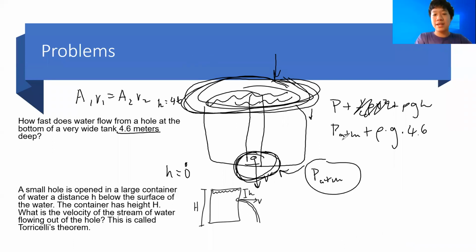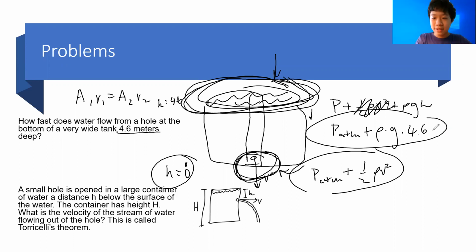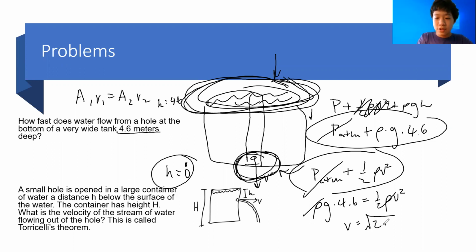So the only pressure is PATM. So now let's add that to 1/2 rho v squared. And since h is 0 at this point, we don't include that. So this must equal to this. So let's equate them. PATM cancels out, so we get rho g times 4.6 is 1/2 rho v squared, canceling out rho, v equals the square root of 2g times 4.6, and calculating that, 2 times 9.8 times 4.6, take the square root, v equals 9.5 meters per second.